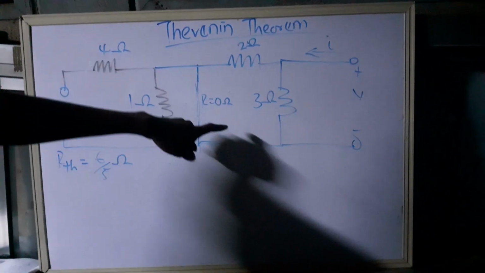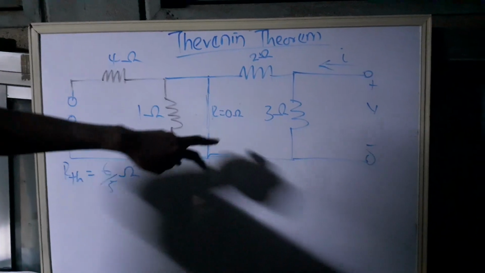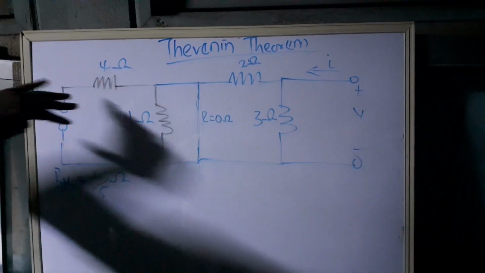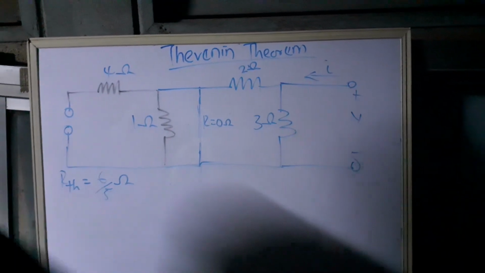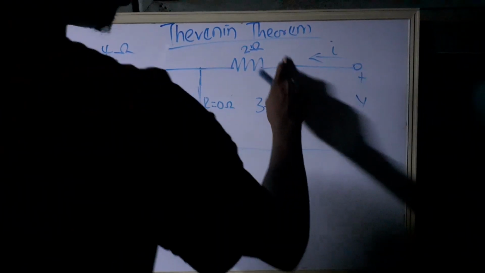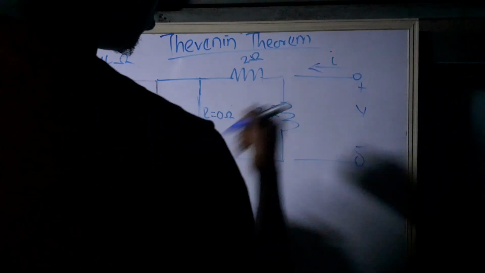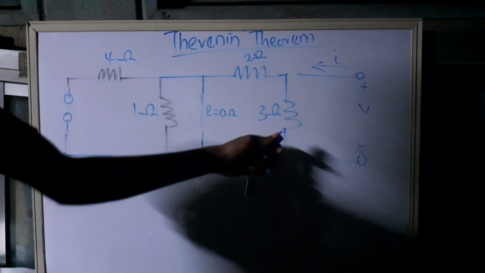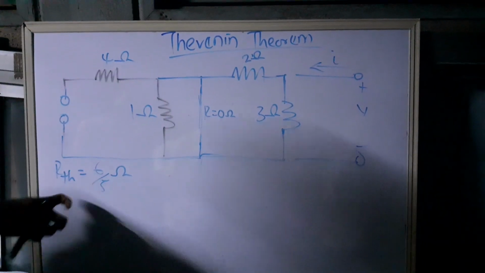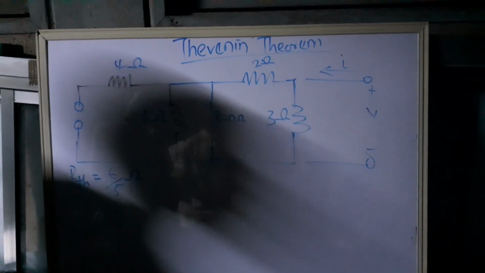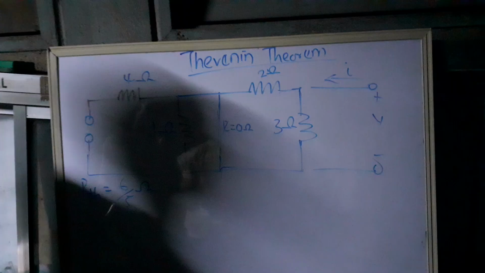Do you understand this? There's a wire here, so the resistance is 0. If you find the equivalent resistance of everything here, you get 0. So it's like ignoring this part and paying attention to this. And if you remove this one, this and this are in parallel. So our RTH is 6/5 ohms. So now we want to find our VTH.